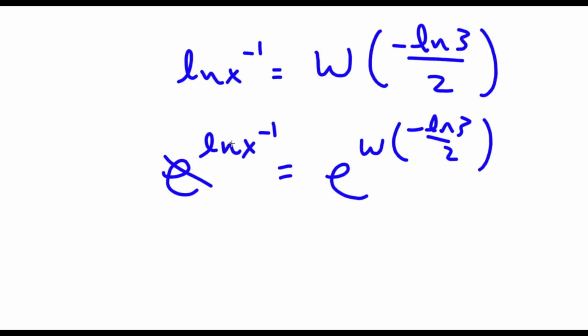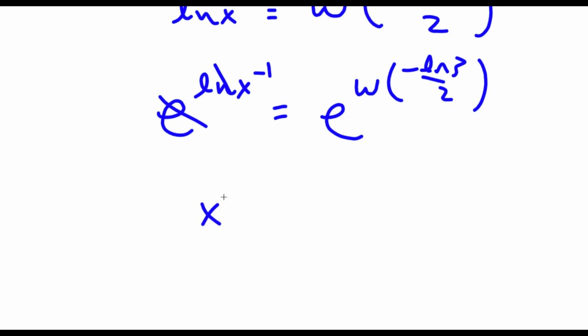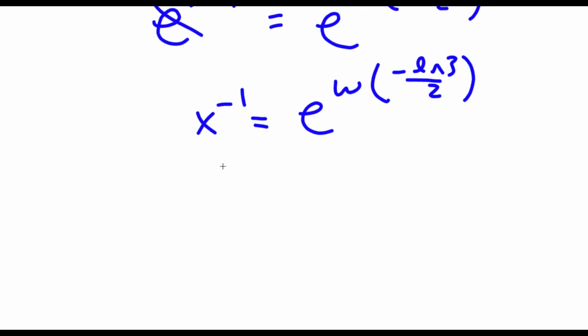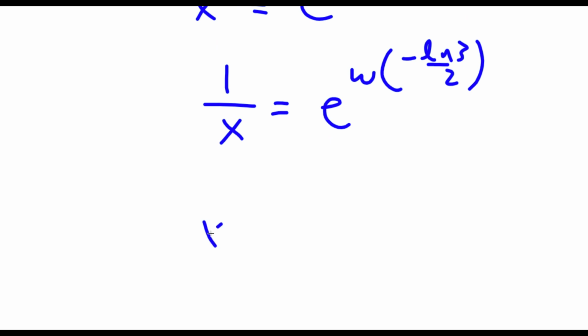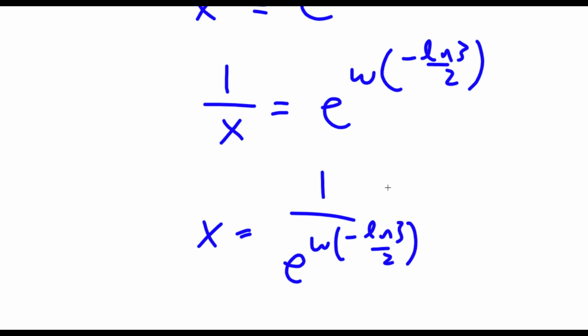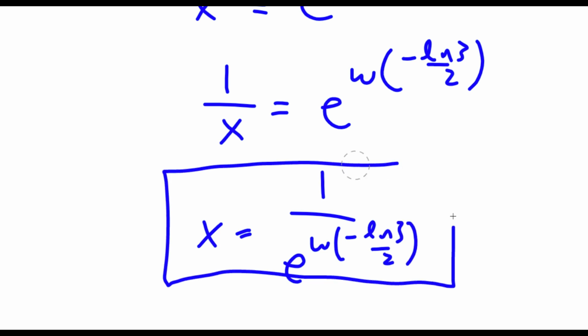And now, remember how e and ln cancel out, so I'll simply be left with x to the power of negative 1 is equal to e to the power of w of negative ln 3 over 2. Now x to the power of negative 1, this is the same thing as 1 over x. So I have 1 over x is equal to e to the power of w of negative ln 3 over 2. And now these two can simply switch. So now I have x is equal to 1 over e to the power of w of negative ln 3 over 2. So this is our answer.